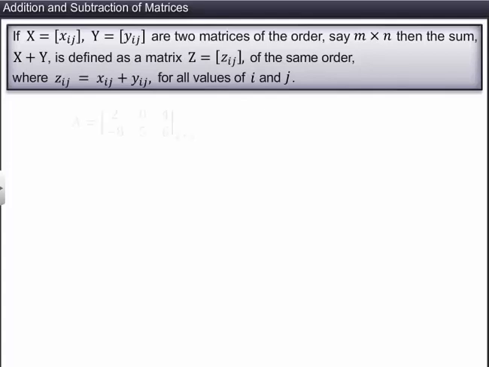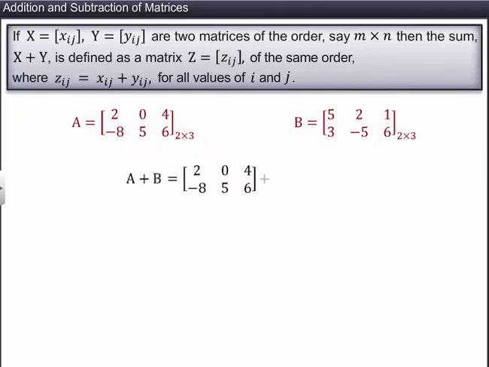An example of the addition operation over two matrices A and B is shown here. The sum operation is shown here. Every element of A is added to the corresponding element of B. The sum of the matrices A and B is as shown.